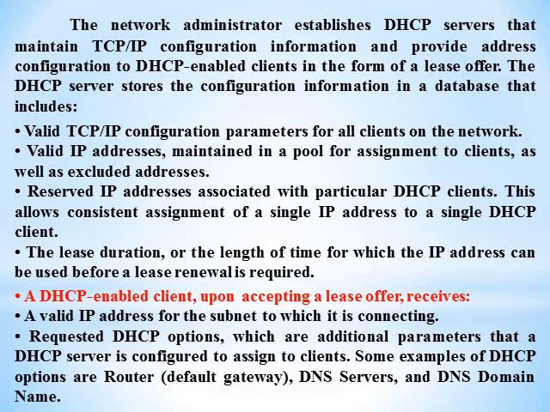A DHCP enabled client, upon accepting a lease offer, receives a valid IP address for the subnet to which it is connecting. It also receives requested DHCP options, which are additional parameters that a DHCP server is configured to assign to particular clients. Some examples of DHCP options are router, that is the default gateway, DNS server, that is domain name servers, and DNS domain names.